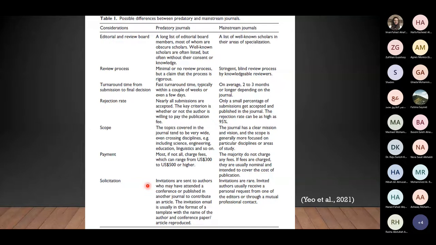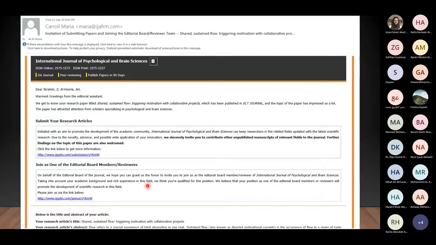Okay, let's have actual examples. So this is an actual email that was sent to me. You can see my name here, maybe it's not too clear, but this email was sent to me. Let's see, where is the date? Here is the date, 23rd of September 2020, so around a year ago, from somebody called Carol Maria.